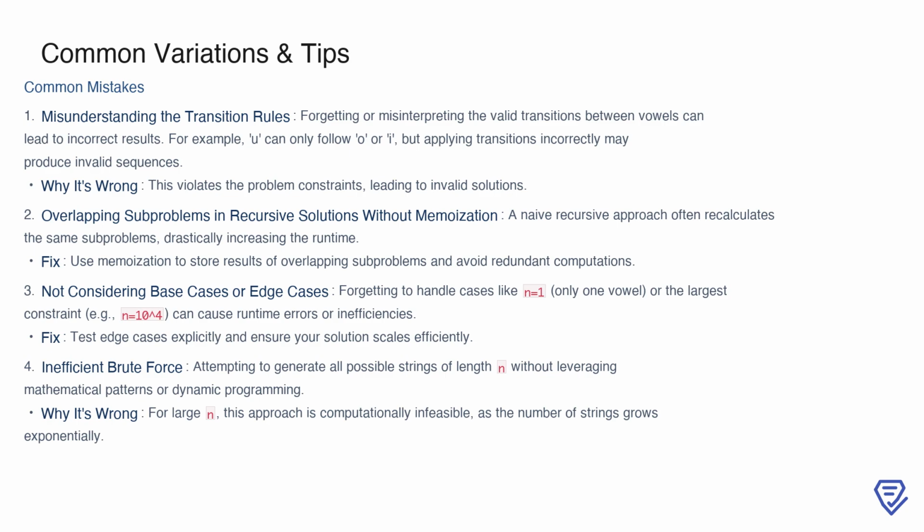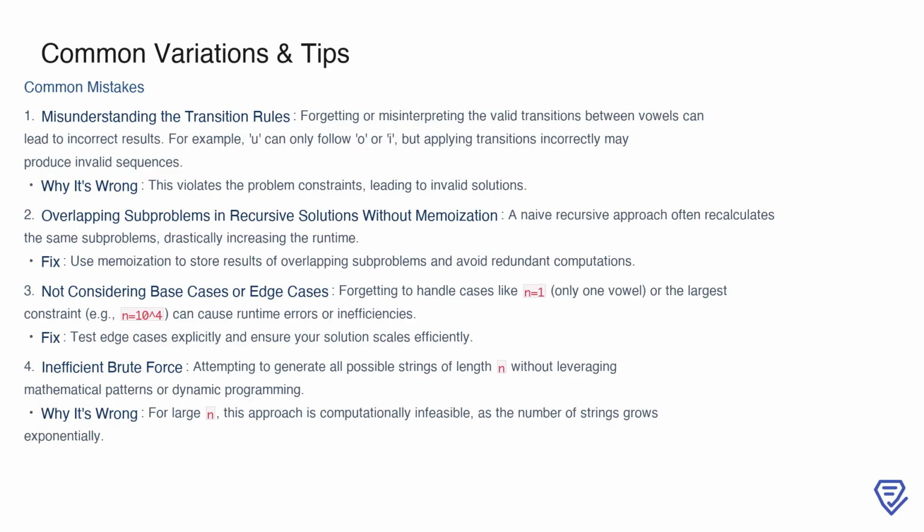If you misapply these rules, your solution will generate invalid sequences and fail to meet the problem's requirements. Another frequent issue arises in recursive solutions without memoization. Naively recalculating overlapping subproblems leads to a significant increase in runtime. The solution here is to use memoization to store the results of these subproblems, ensuring you avoid redundant calculations.